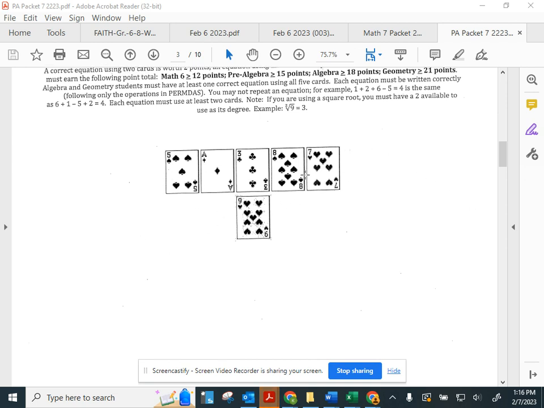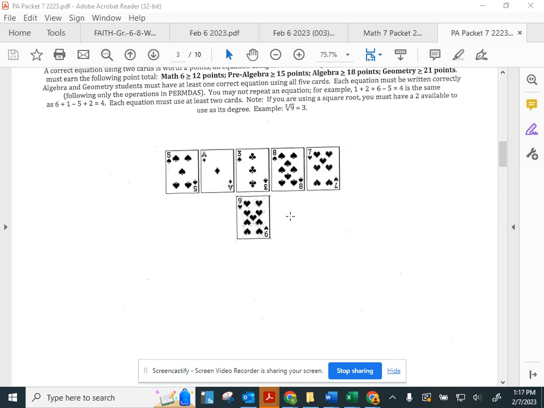All of your equations must equal the 9. I have had some of us having some fun with exponents. Okay. If you use numbers for exponents, it counts as a point for each one number that's being used.